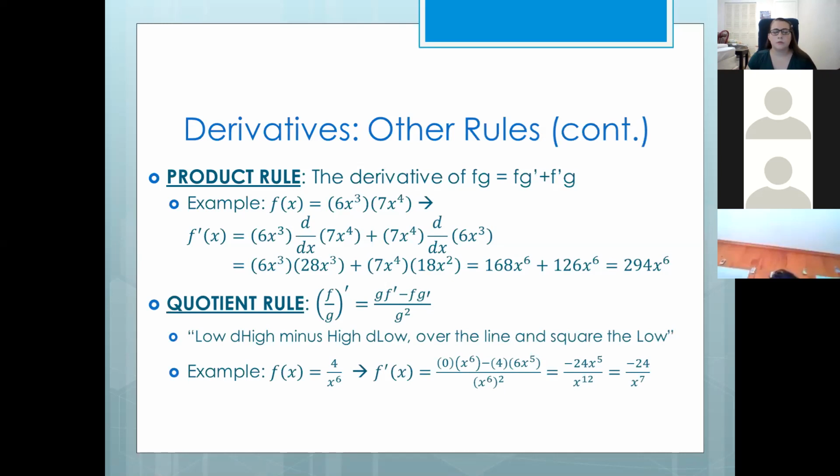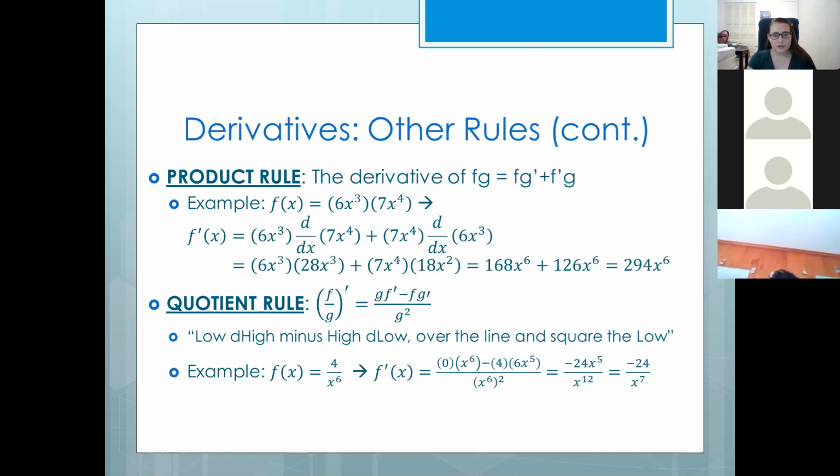And then the quotient rule, if we're dividing our functions, so the derivative of something divided by something else. And that's g times the derivative of f minus f times the derivative of g over g squared. And so I guess a kind of catchy way to remember that is low d high minus high d low over the line and square the low. And that d, like low d high, means the derivative of that top function, the high function. So low d high minus high d low over the line and square the low. Okay.